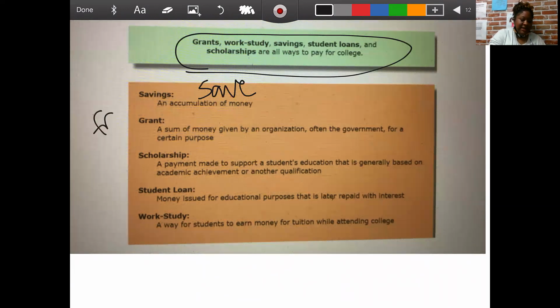That's free money that you apply for. A scholarship, free money. Student loans is not free. You have to pay back. Work study, you have a job on campus.